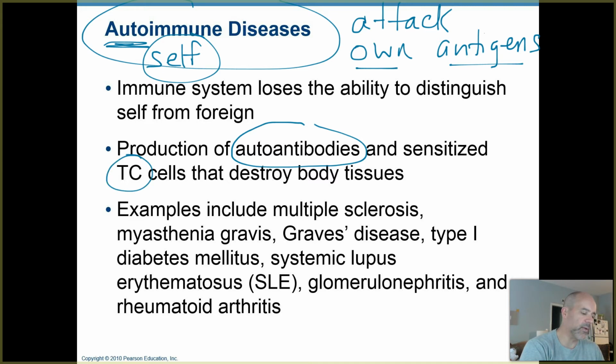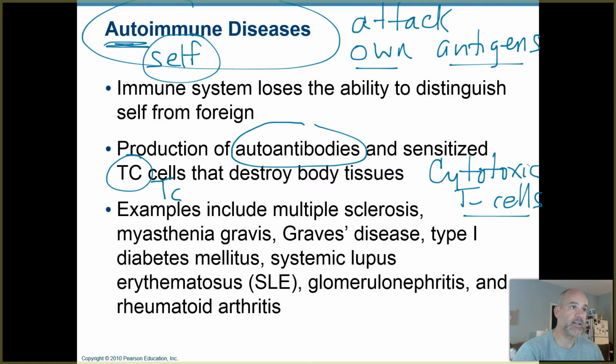Or the Tc cells here, that should be T with the lowercase c, those are cytotoxic T cells. In some cases, you may generate cytotoxic T cells that destroy your own body tissues even when they're not supposed to. We learned that cytotoxic T cells are supposed to hunt for your cells that have very specific viruses or bacteria inside them. Well, sometimes you can wind up generating cytotoxic T cells that destroy healthy cells in the body, healthy tissues.